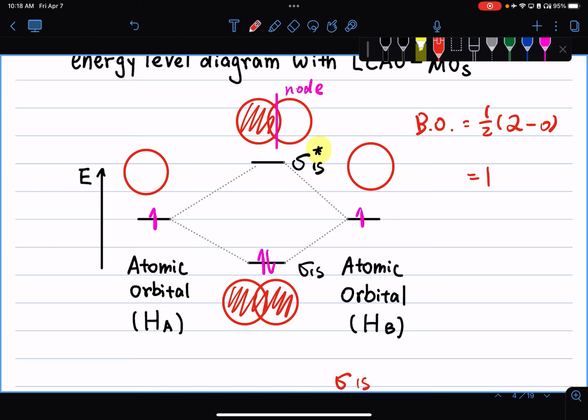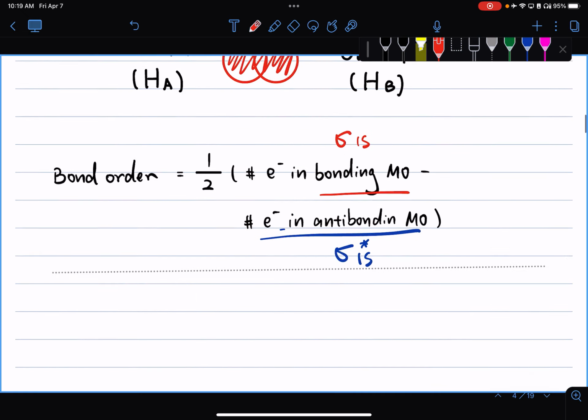Going back to our original question: why is O2 a paramagnetic molecule? LCAO-MO theory can give you a very good answer on why oxygen O2 is a paramagnetic molecule. All right, one last thing and then we'll stop for some questions.